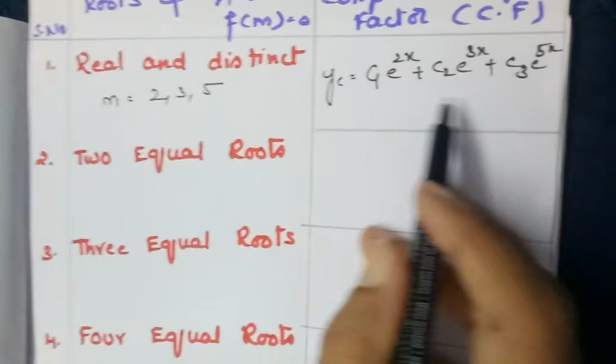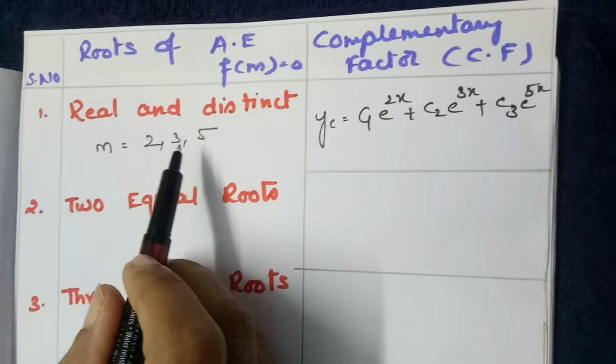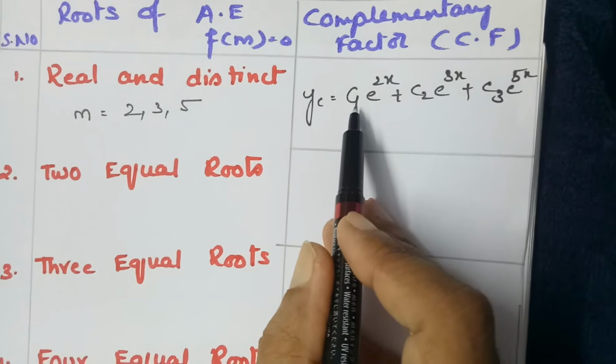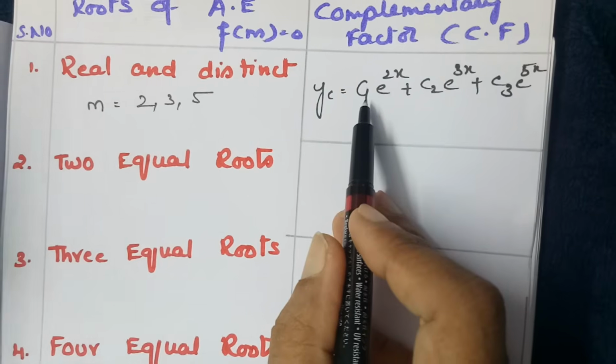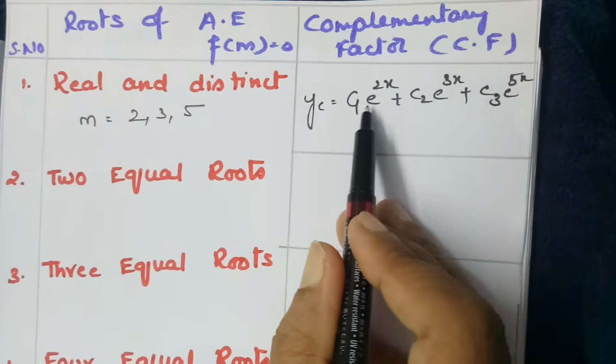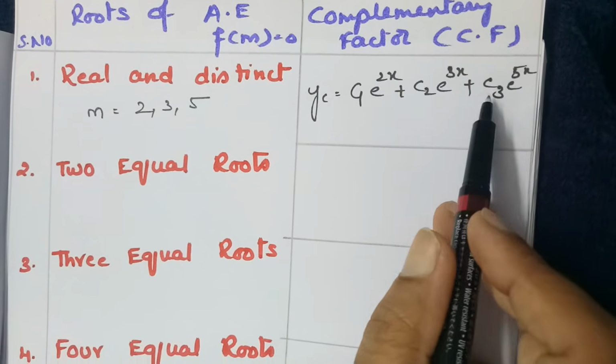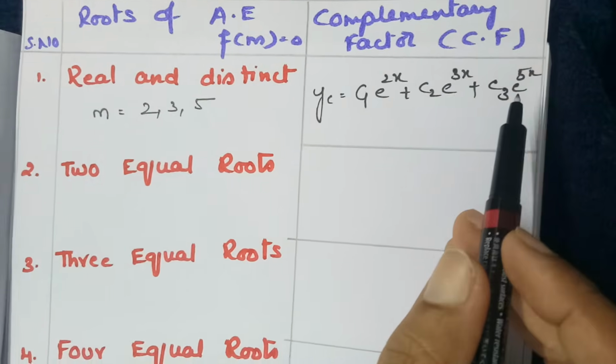See how to write a complementary function. For real values and different values, we have to take one constant for each value: c1 e power 2x plus c2 e power 3x plus c3 e power 5x.